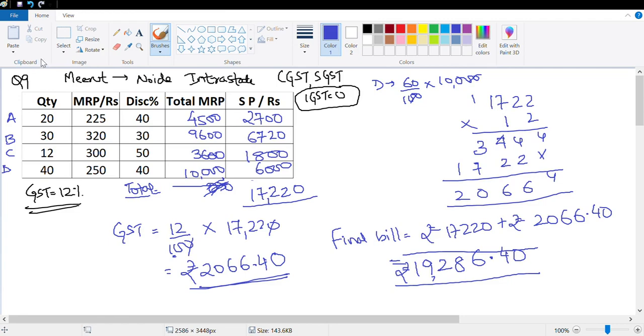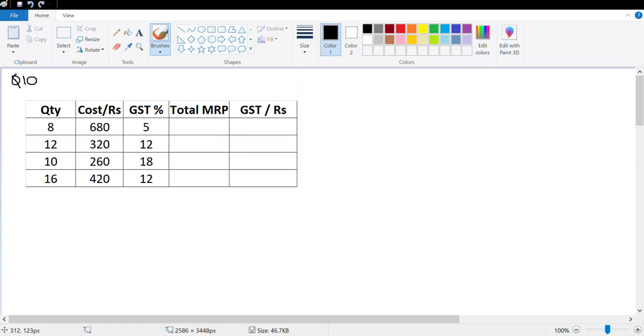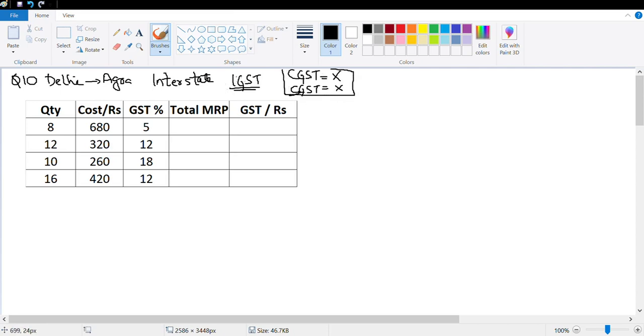The next question that we do will be question number 10. Messrs. Ram Traders, Delhi, provided the following services in Agra. So this is from Delhi to Agra, which means we are looking at interstate. Perfect, which means we have IGST. Do we have any CGST? No. Any SGST? No. So this is 0. We've got our basic question correct.